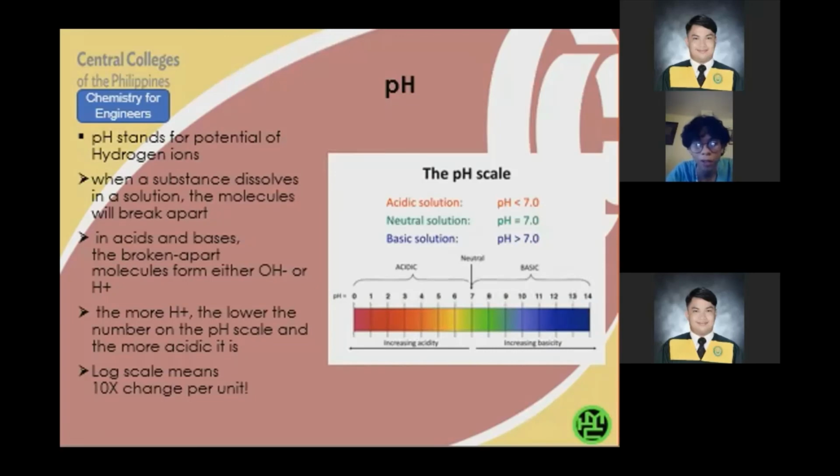pH. pH stands for potential of hydrogen ion. When a substance dissolves in a solution, the molecules will break apart. In acids and bases, the broken apart molecules form either OH negative or H plus. The OH negative stands for hydroxide, and the H with a positive sign stands for hydrogen ion. The more hydrogen ion, the lower the number on the pH scale and the more acidic it is. Log scale means 10 times change per unit.